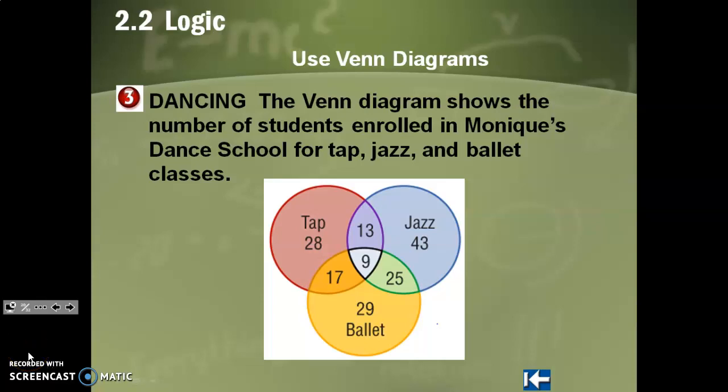All right, welcome back to the second half of 2.2. We're going to jump right into Venn diagrams here. Here's a Venn diagram of a dance school and the three different classes that they offer. The overlapping parts are students that are in two different classes, or in all three classes. So we'll talk about that as we go through here.